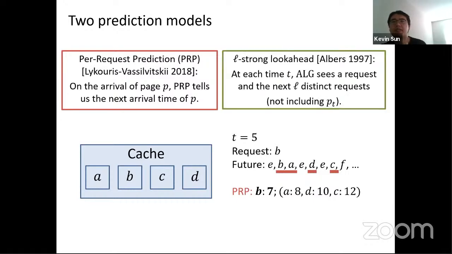The other prediction model is called l-strong lookahead. This was introduced by Susanne Albers in 1997, which says that at each time t, the algorithm can see the current request as well as the next l distinct requests. In this same example, we see the current request B, and we also see E, B, A, the next 3 requests, because we exclude B. With 2-strong lookahead, we see the next 2 distinct requests, not including the current request B.